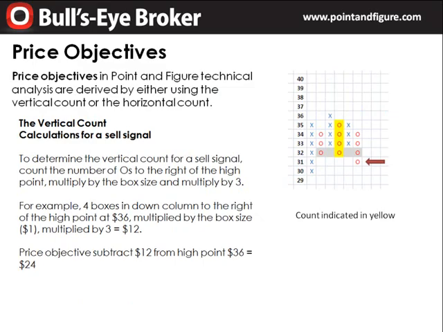Using the vertical count to determine a price objective for a sell signal, one would count the number of O's to the right of the high point, multiply by the box size, and multiply by 3. For example, 4 boxes in the down column to the right of the high point at $36, multiplied by the box size of $1, multiplied by 3 equals 12. For the price objective, we subtract 12 from the high point, 36, which equals a price objective of $24.